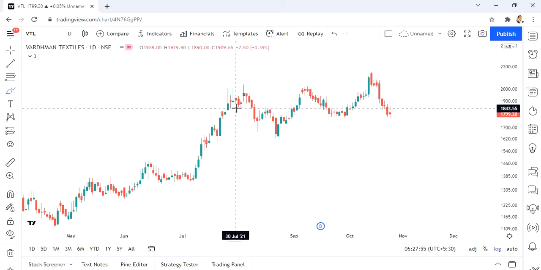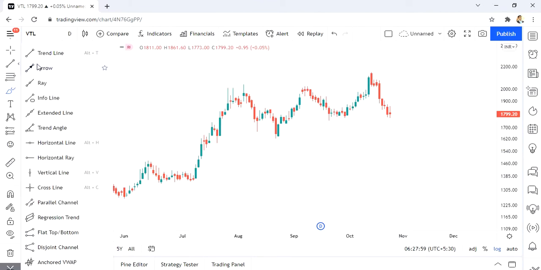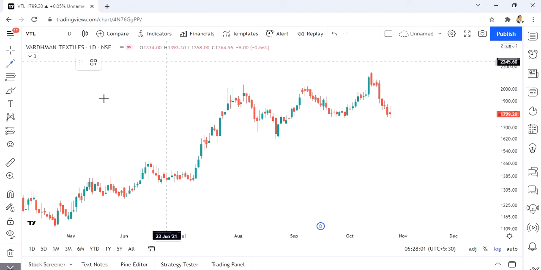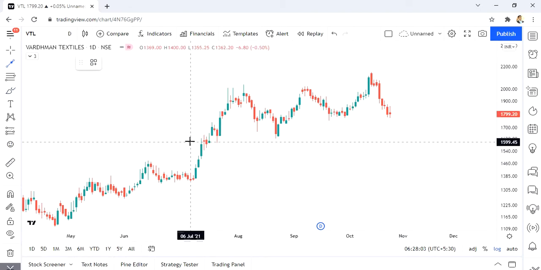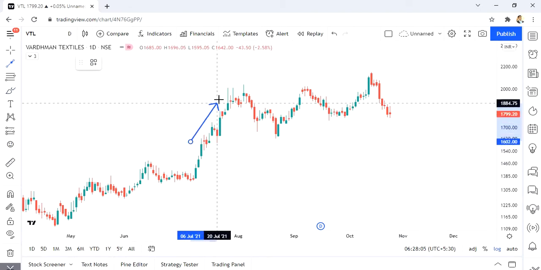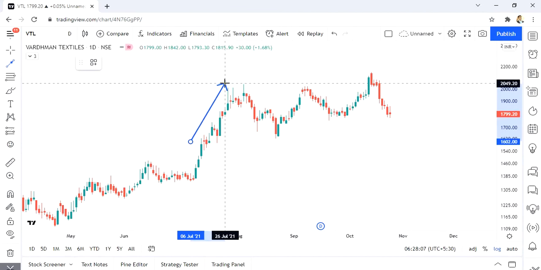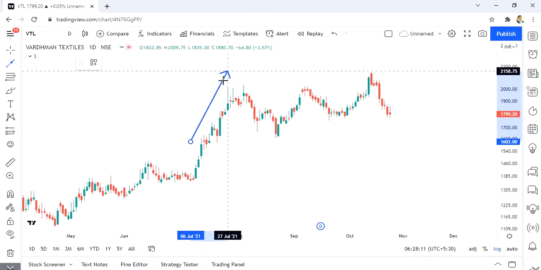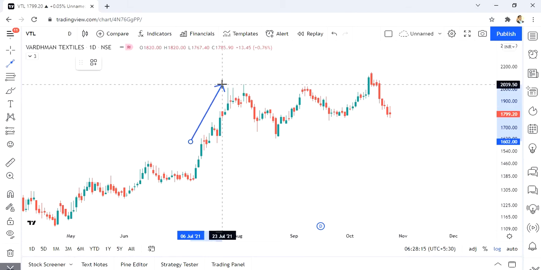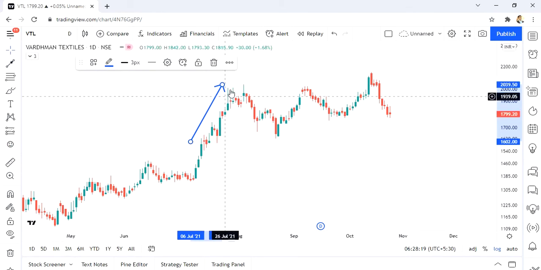look at the chart where the price has been rising. If you look at this chart here, you see the price has been rising, and after rising to this level, it is struggling to move higher. From around this level, what does the price do? The price makes a U-turn.